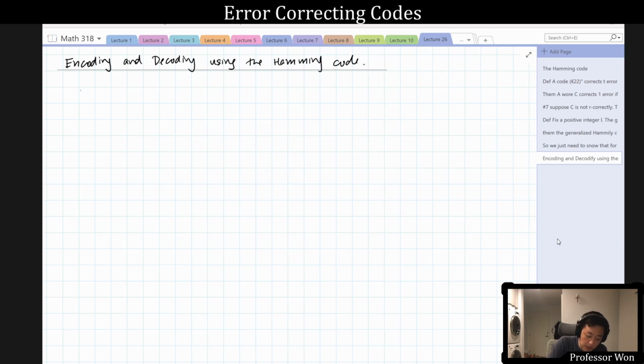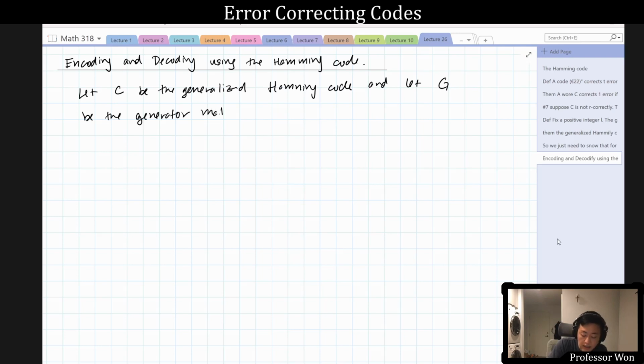Okay, so let's suppose that we have, so let C be the generalized Hamming code, for some fixed L. And let's let G be the generator matrix. So remember, the generator matrix was just a matrix whose rows gave you a basis of the Hamming code. And the Hamming code, again, is a subspace. It's a linear code. So the parity check matrix, remember, we call it the parity check matrix.